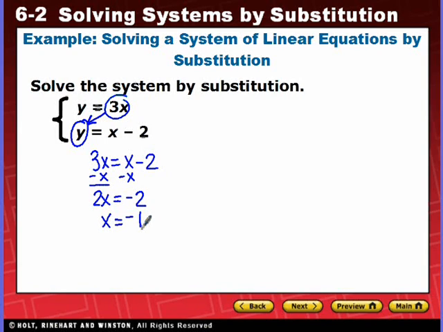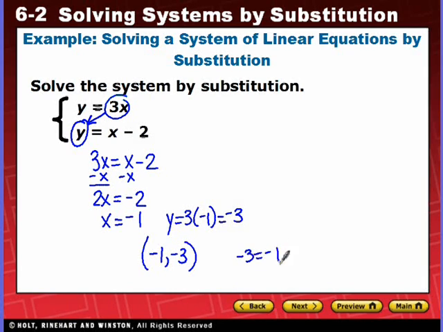And we plug that back in. y equals 3 times x, and we get negative 3. And so our answer is negative 1 comma negative 3. And we should double check it. We know it works in the first one because that's what we just did. It's a good idea to check it in the second one. And we get negative 3 equals negative 1 minus 2. And that is true.